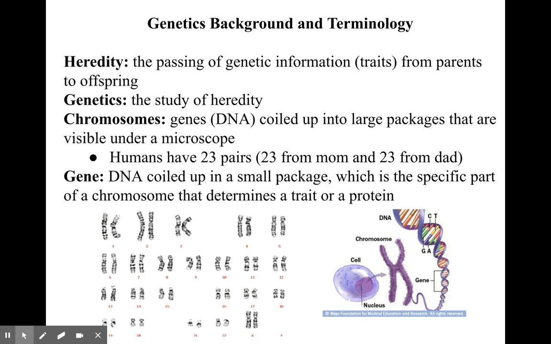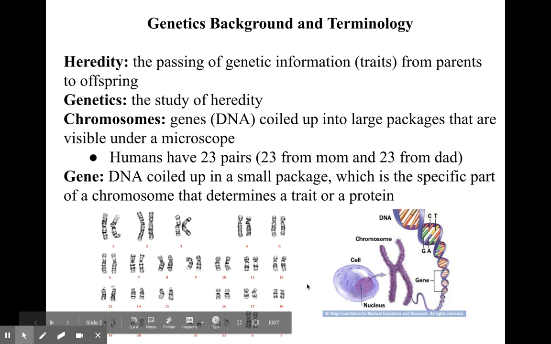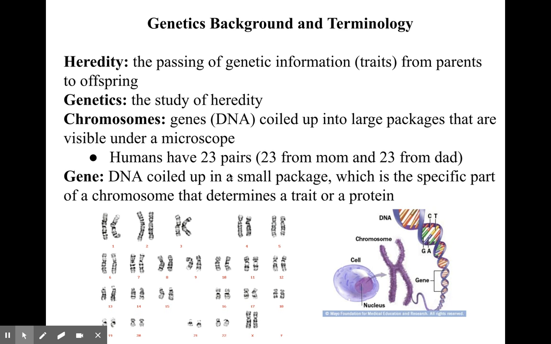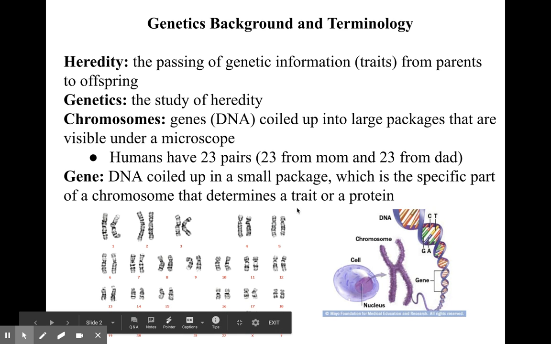So where do we find the DNA? We find the DNA in the nucleus, right? So here's your cell, here's your nucleus. That's where we're going to find the DNA. When we see it, the DNA is all wrapped up tightly into what's called a chromosome. And you have 46 total chromosomes. So you can see the picture down here. You have 46 total or 23 pairs, right?